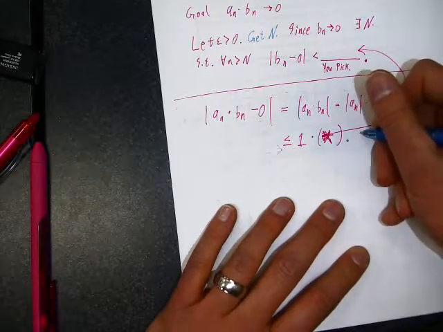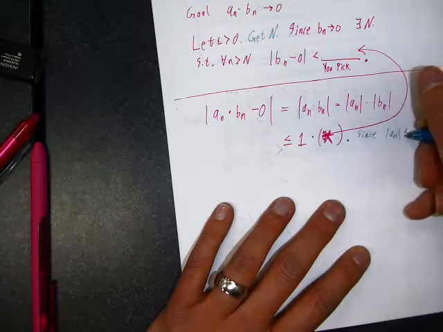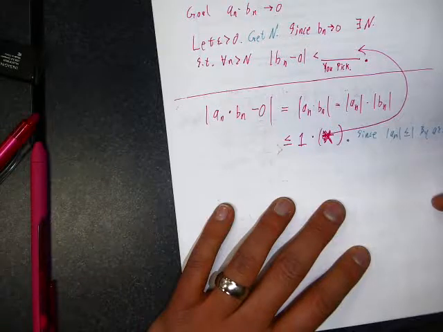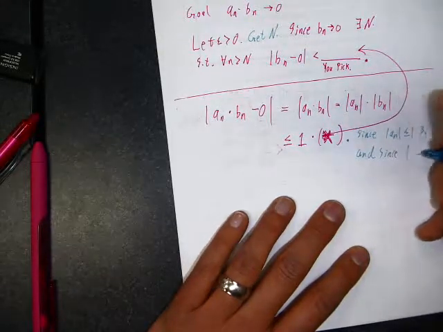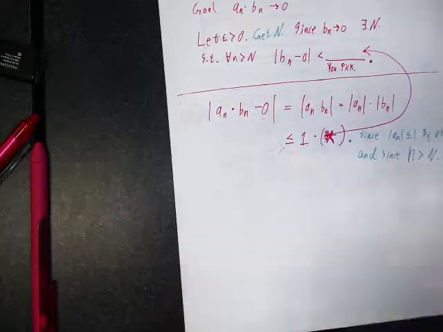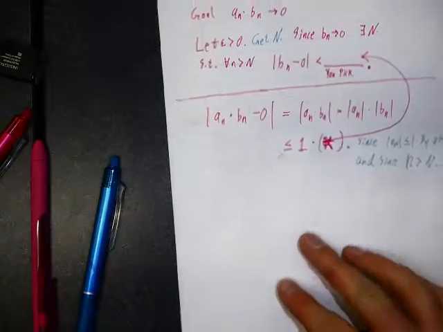Here I'm using that the absolute value of an is less than or equal to 1 by assumption, and that little n is bigger than big N. Cool. So I think that's all the help I'm going to give you on that homework.